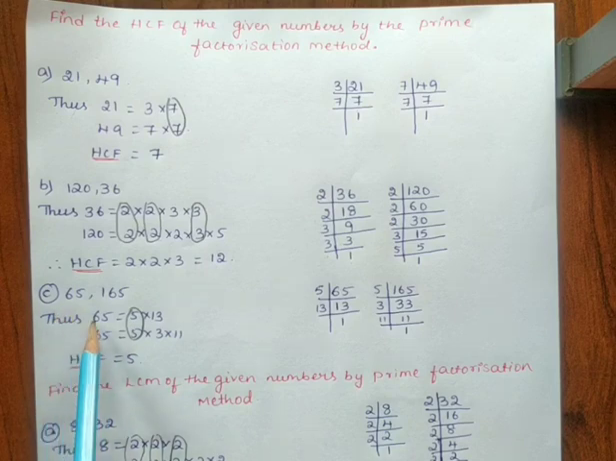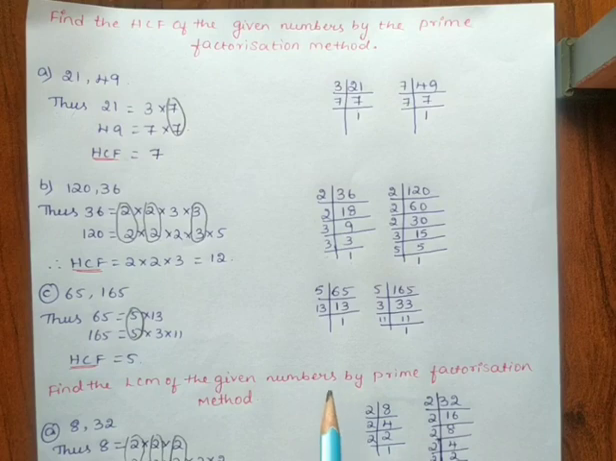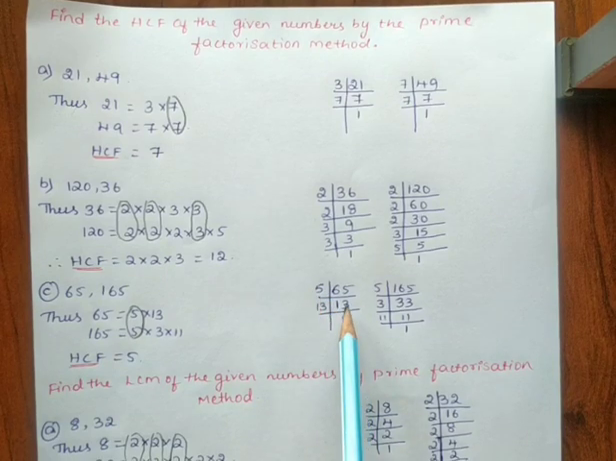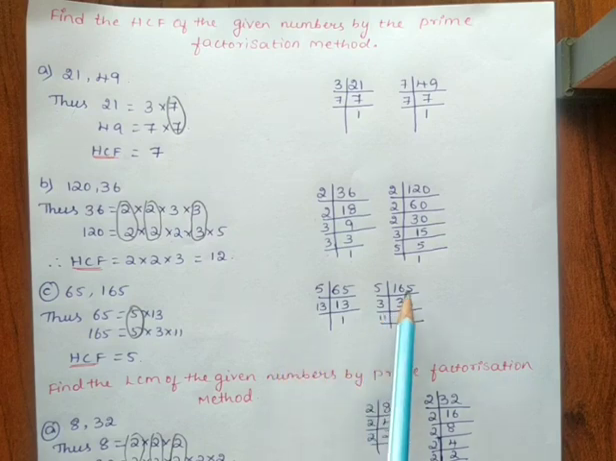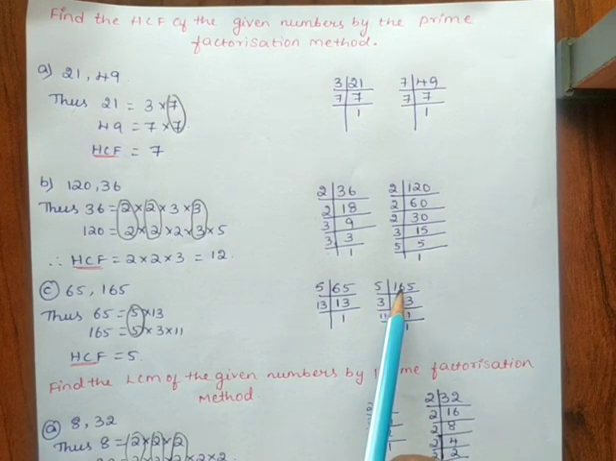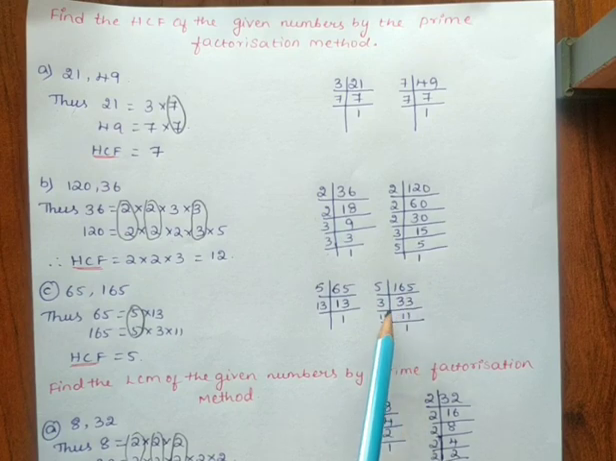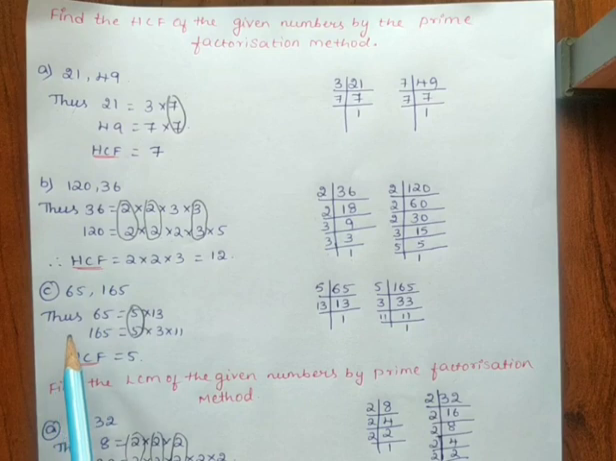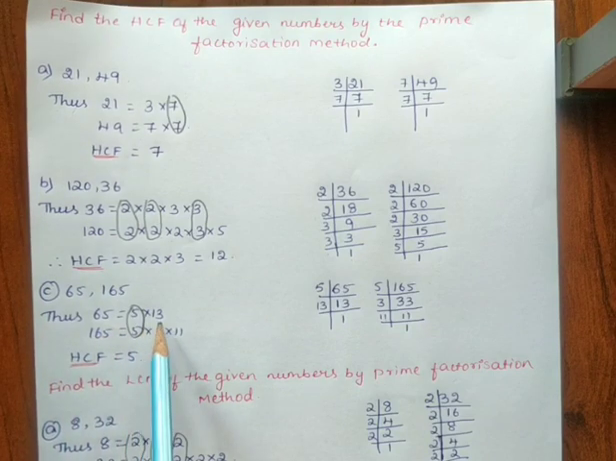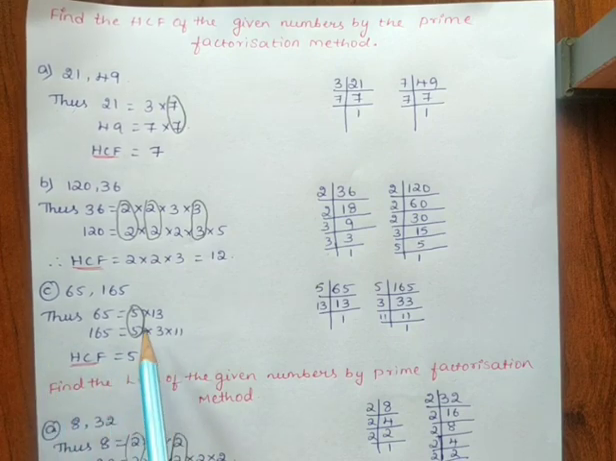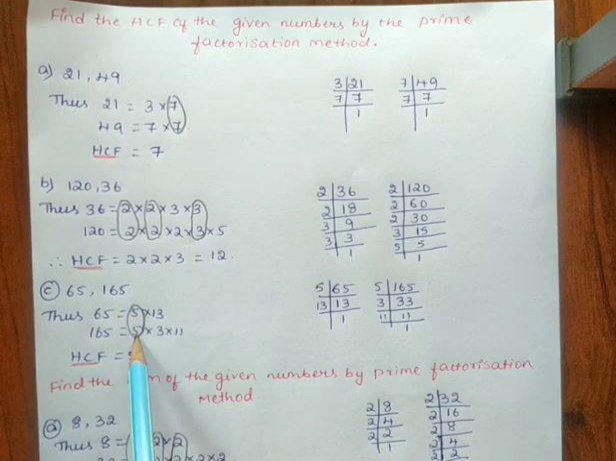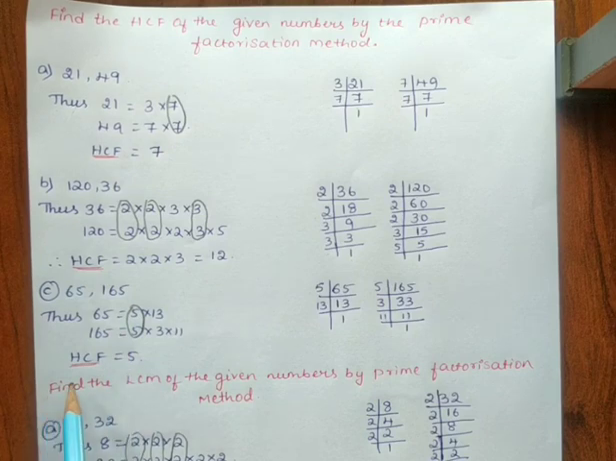Next 65, 165. 65 can be divided by 5. 5 ones are 5 and 5 13s are 65. Next 13 ones are 13. Next 165: 5 3s are 15, 1 remains, 5 3s are 15, next 3 11s are 33, 11 ones are 11. So thus 65 is equal to 5 into 13 and 165 is equal to 5 into 13 into 11. Here only the 5 is common, so I have grouped the 5 and therefore HCF is equal to 5.